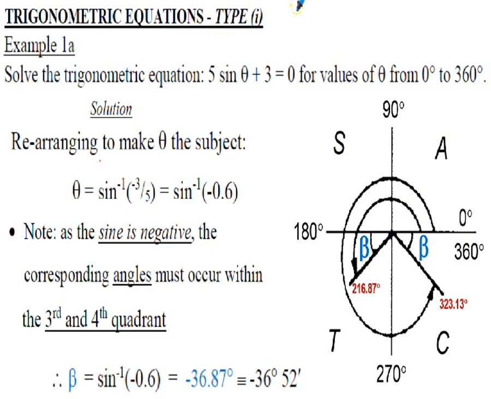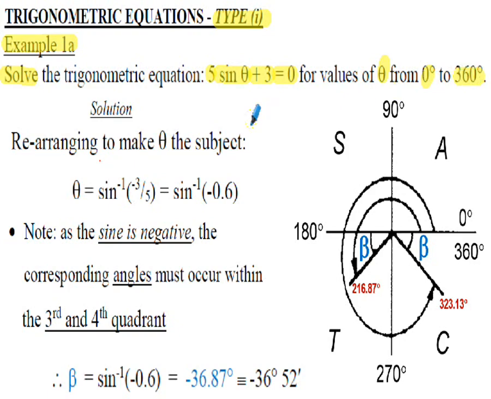Okay, we're now going to solve some trigonometric equations. I'm going to start with type 1 equations. Example 1a. We're asked to solve the trigonometric equation 5 multiplied by sine of theta plus 3 is equal to 0. We need to find all the values of theta between 0 and 360 degrees.